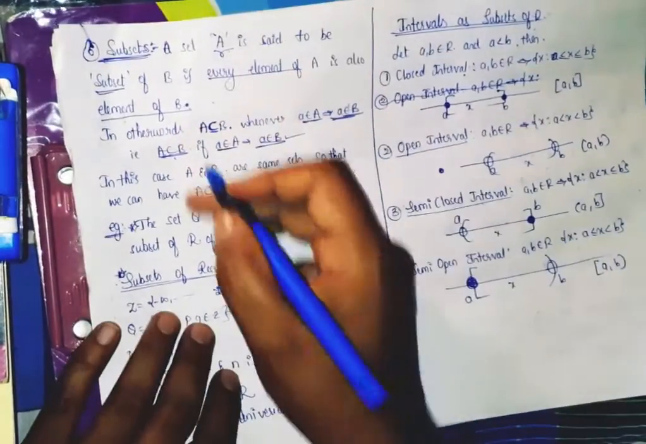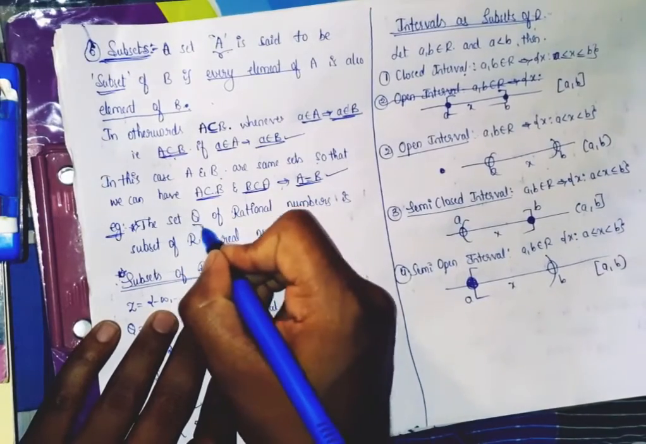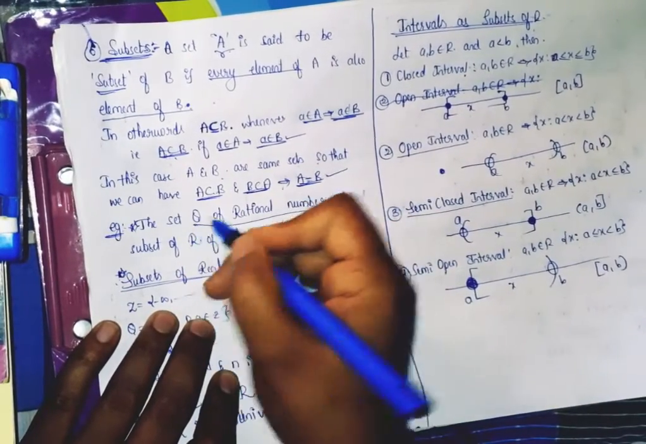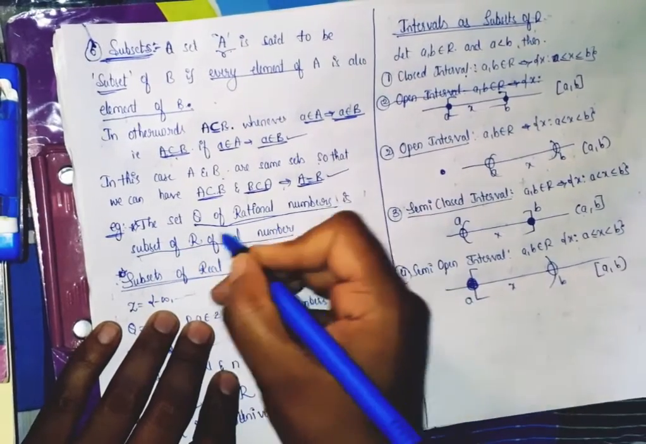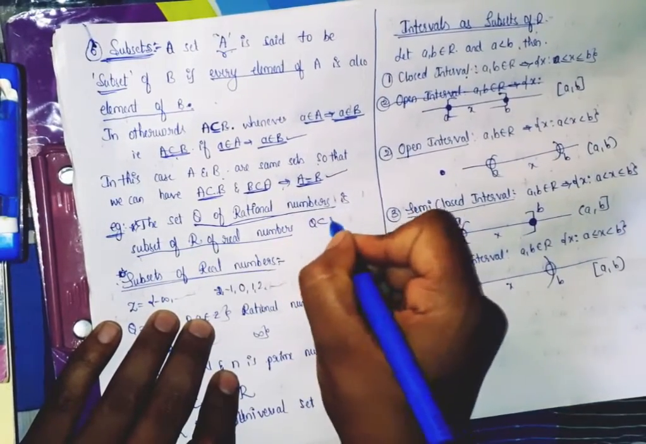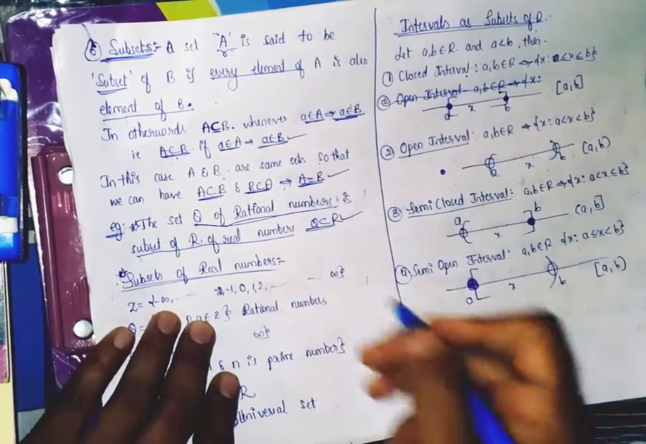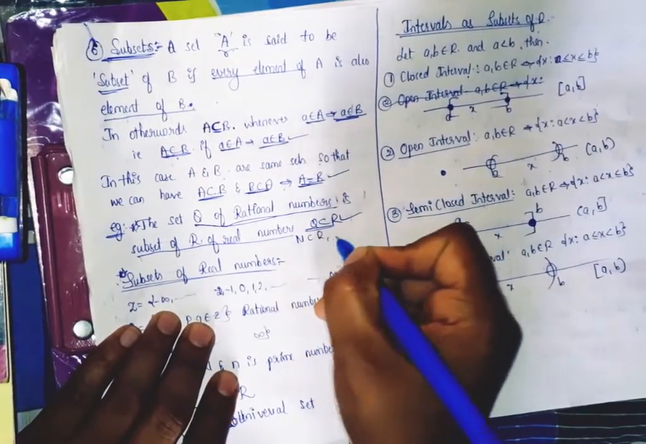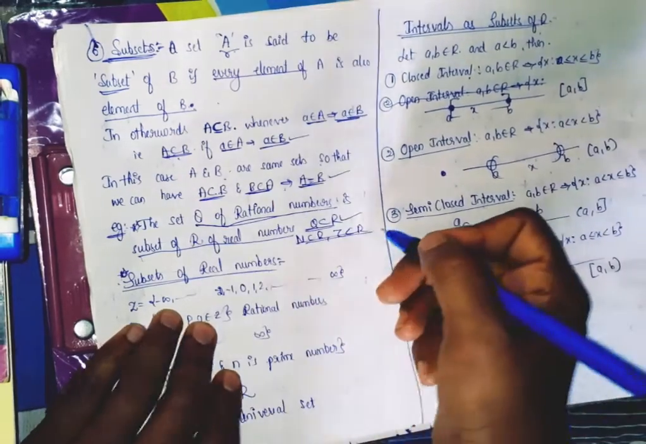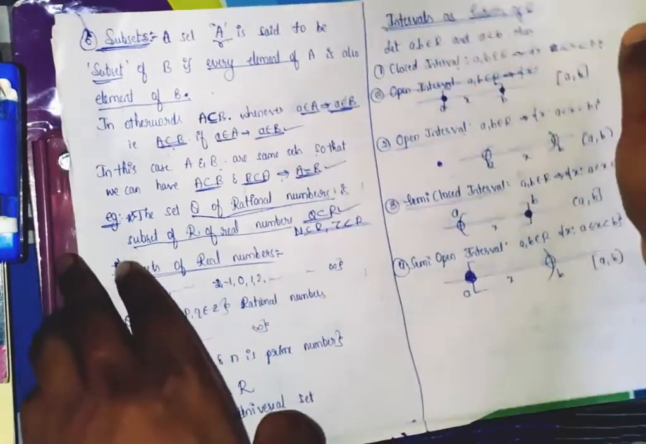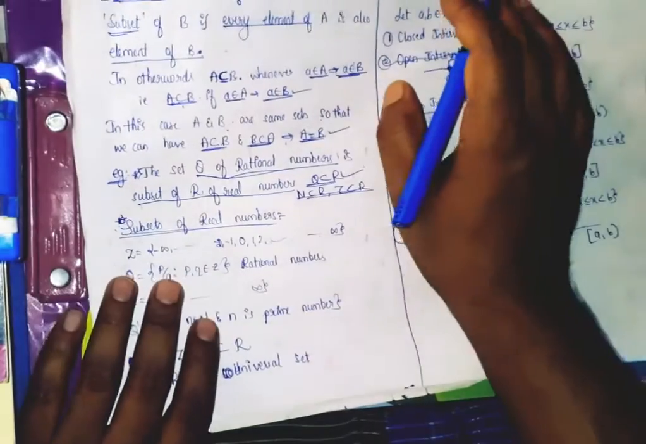The best example for subset is the set of rational numbers. The set of rational numbers is a subset of real numbers R. So here Q is a subset of R. And also the set of natural numbers N is a subset of R, and Z is a subset of R. This is the best example. Okay, just remember or think.